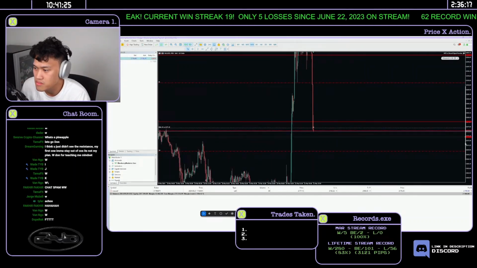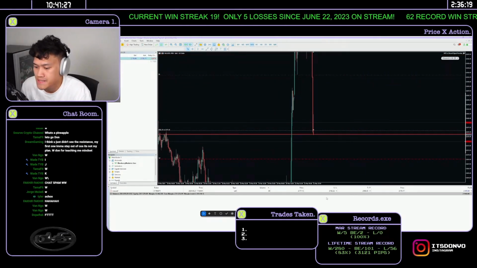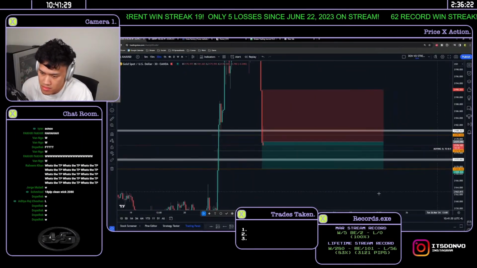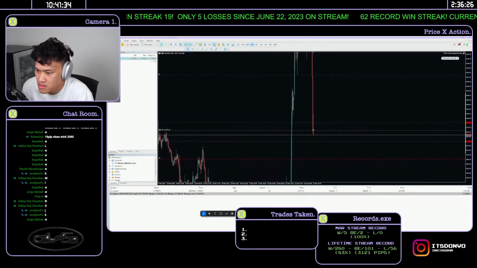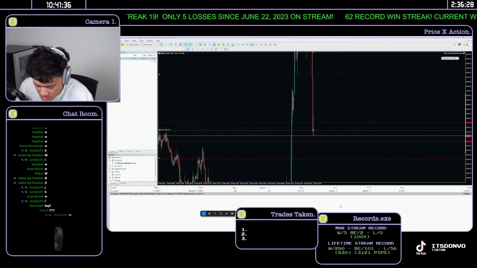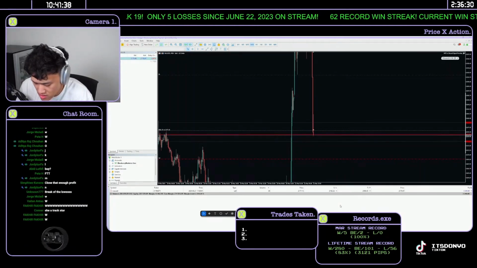Here comes the move. Can tap 74.580. The moment it does so, chat, I will be closing half my positions, then the rest run towards TP, okay?